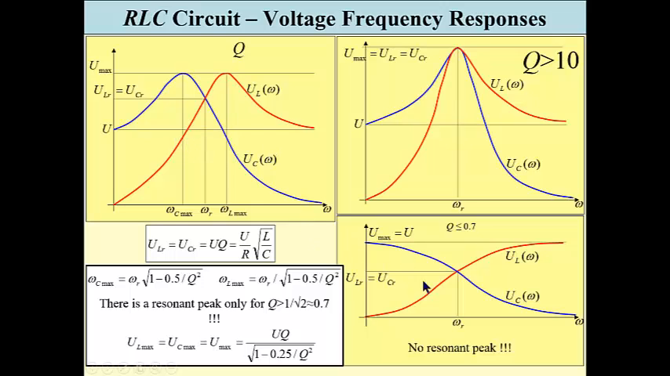For Q less or equal 0.7, we have no peak. We have no resonant peak at all, like we have here at the bottom right corner. Now we may proceed to calculations.